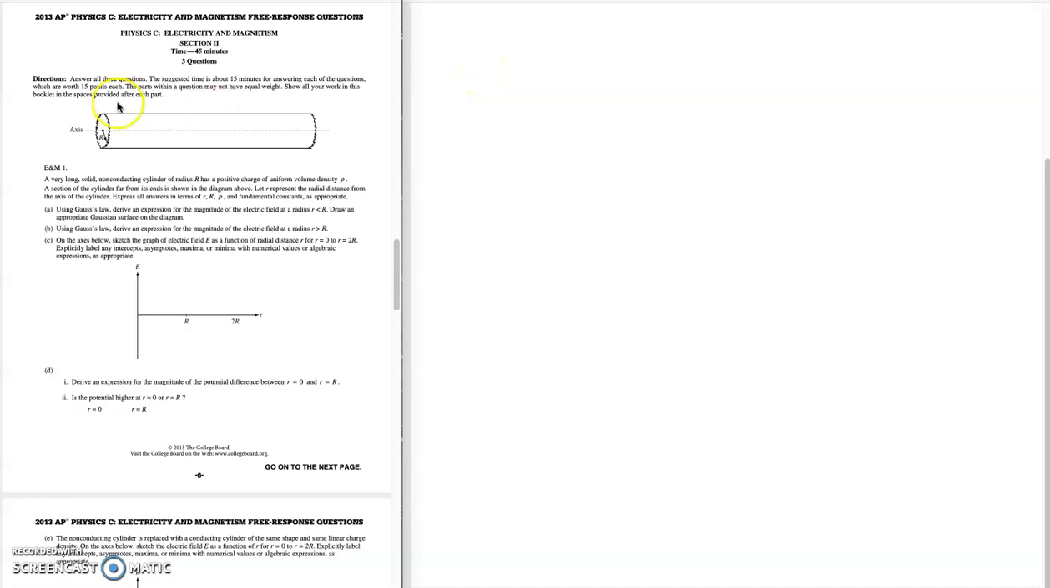Let's take a look at the 2013 E&M problem number 1. This year they've given us a cylinder to take a look at, and fortunately they've been very kind to us and make the charge inside it of uniform volume density. Now it is uniform volume density because this is a non-conducting cylinder. That is a very important word, because if you take a look all the way down here at part E, it will be replaced with a conducting cylinder.